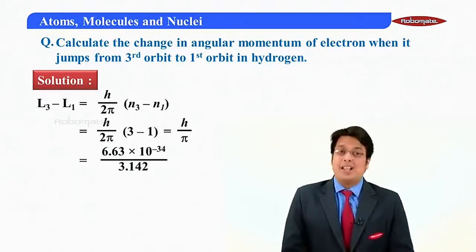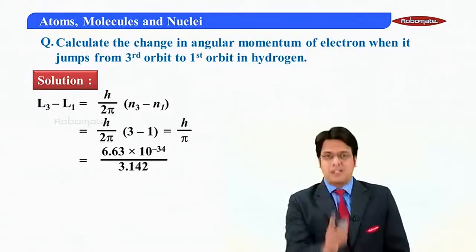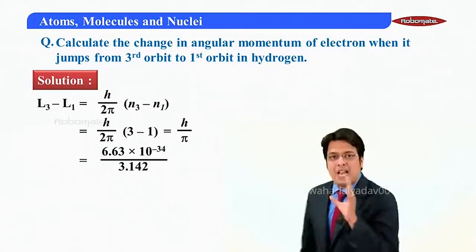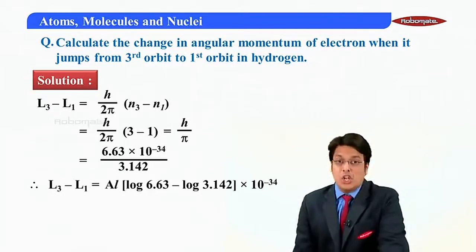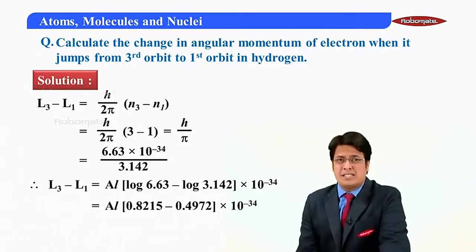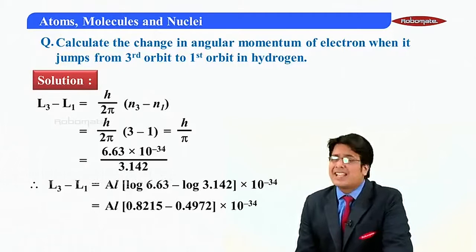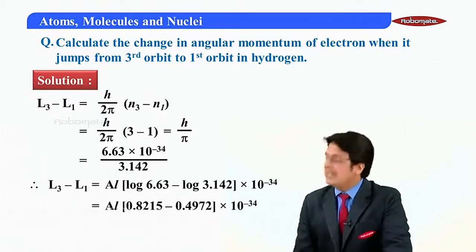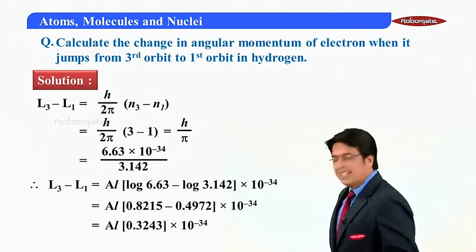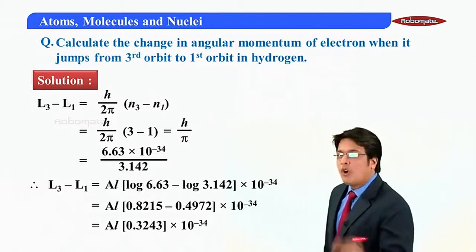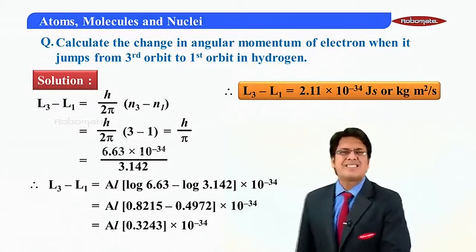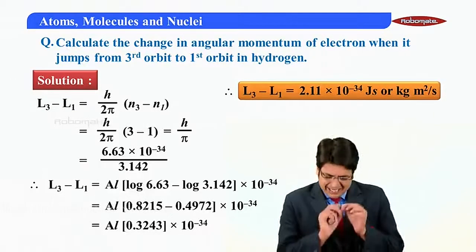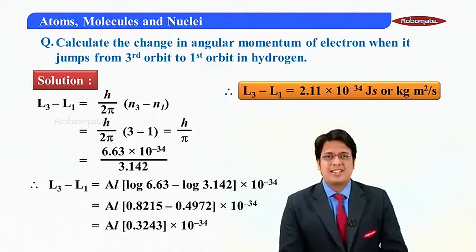So h upon pi. h is a numerical constant, the value is 6.63 into 10 raised to minus 34, and pi is 3.14. Let's start with the logarithms and anti-logarithms. Log of 6.63 minus log of 3.14. Log of 6.63 must be oral now, 0.8215, minus, again this must be oral, 0.4972. Subtract it, you get this answer. Once you get this answer, separate the 10 power and take the anti-log of 0.3243. So once you do this, you get L3 minus L1. That's simple. Write this in a complete box and that's how you get the answer.